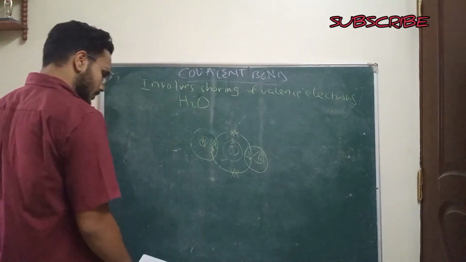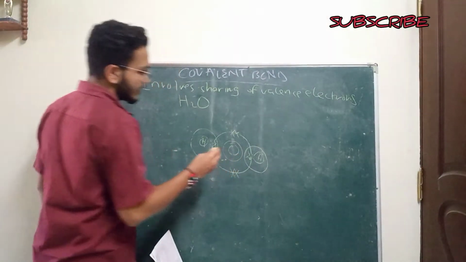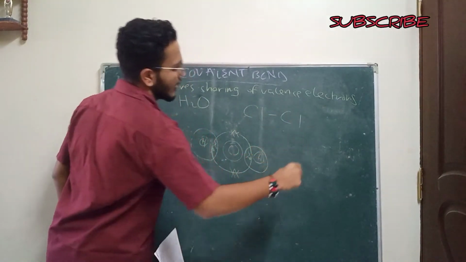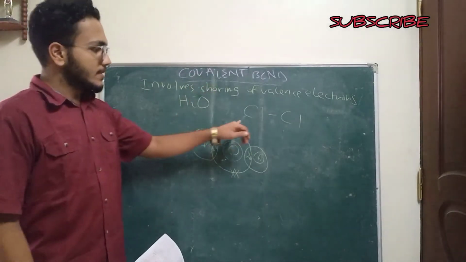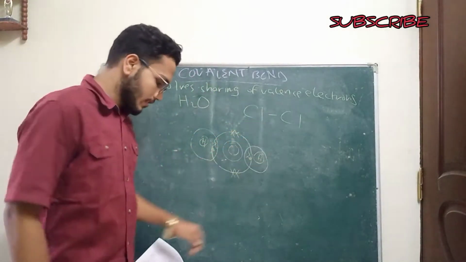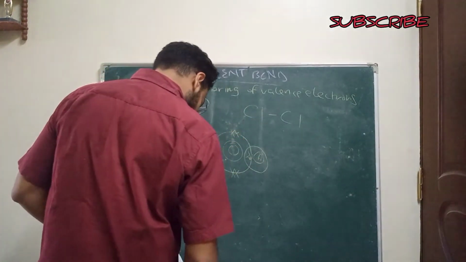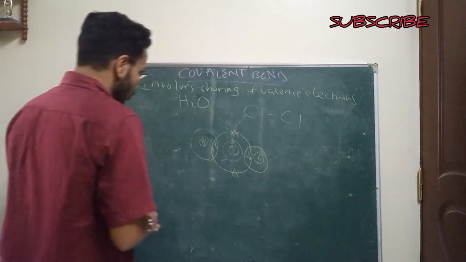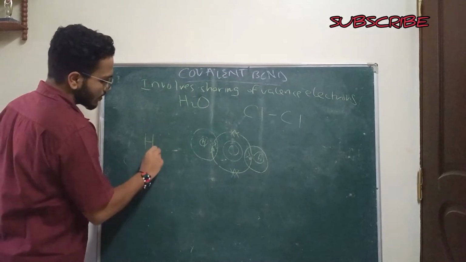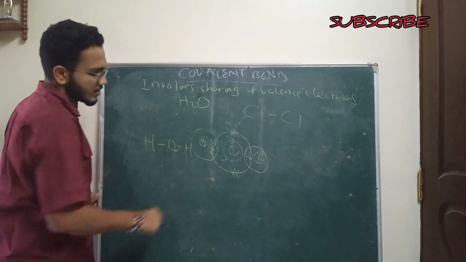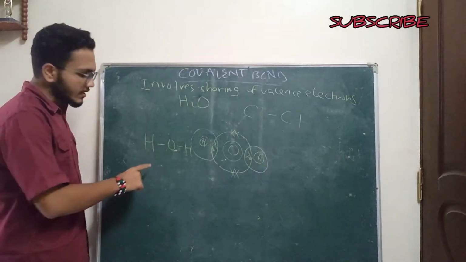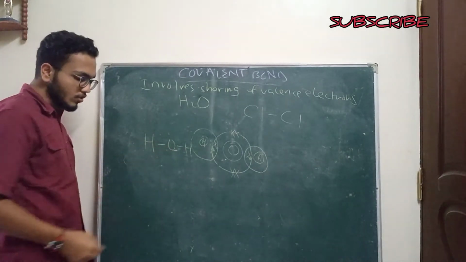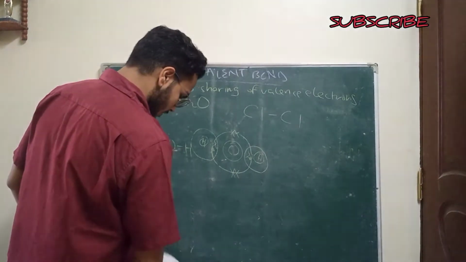The representation of, let's say, the chlorine molecule was Cl-Cl. A covalent bond is represented by a single dash, a single line. Water, H2O, water is H-O-H. Why? Oxygen has a covalent bond to hydrogen, and oxygen has another covalent bond to another hydrogen.